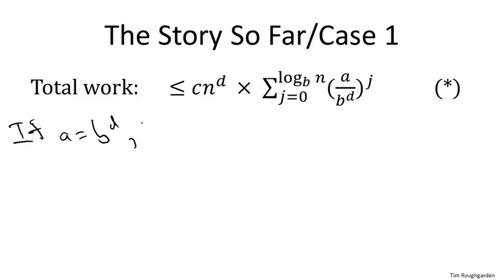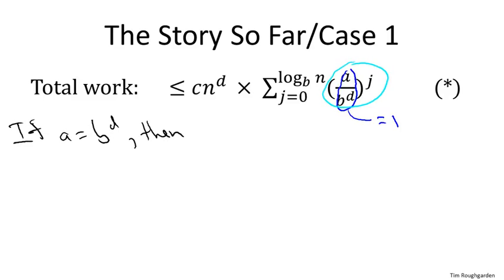Recall in case 1, we're assuming that a equals b to the d. This is the case where we have a perfect equilibrium between the forces of good and evil, where the rate of subproblem proliferation exactly cancels out with the rate at which we do less work per subproblem. And now examining the expression star, we can see how easy our lives get when a equals b to the d. In that case, this ratio is equal to 1.